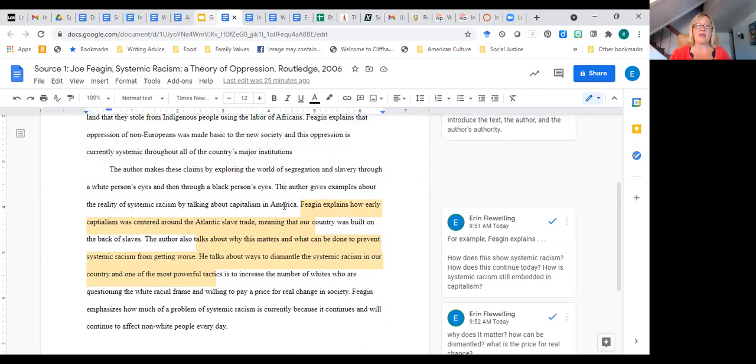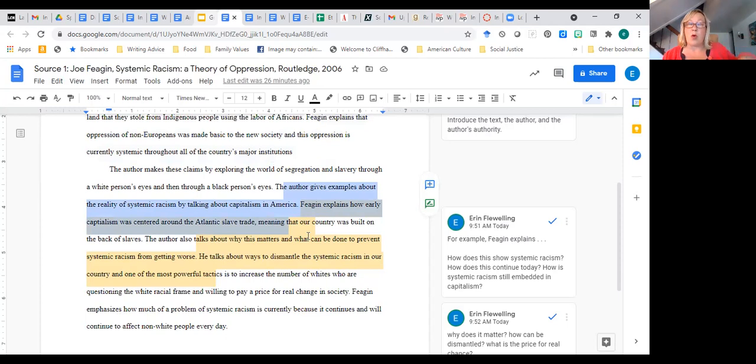Here's where the author gives examples of the reality of systemic racism by talking about capitalism in America. And then the author could say, for example, Fagan explains how early capitalism was centered around the Atlantic slave trade, meaning our country was built on the back of slaves. And then the author talks about why this matters, what can be done to prevent it from getting worse, but we don't have those details.